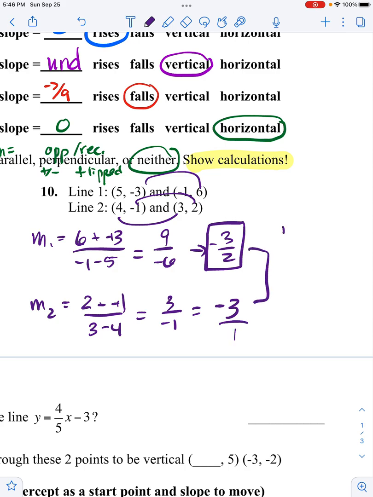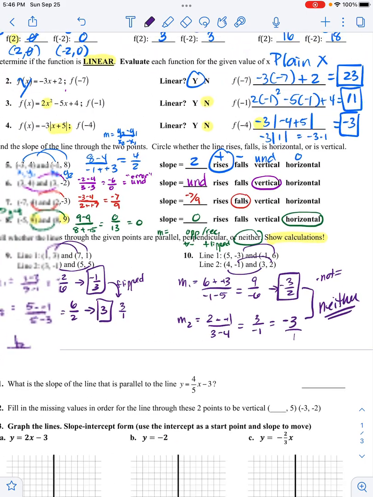So these two are not the same. So it's not parallel. And they're not opposite reciprocals. They're both negative and they're not flipped over. So this one has to be neither. The lines wouldn't be parallel or perpendicular.